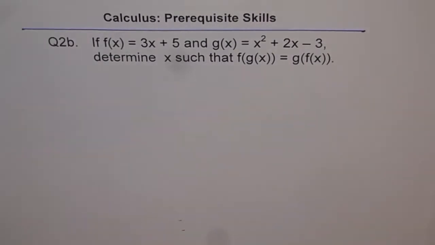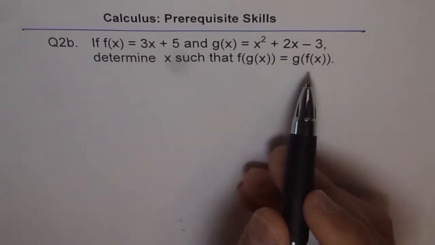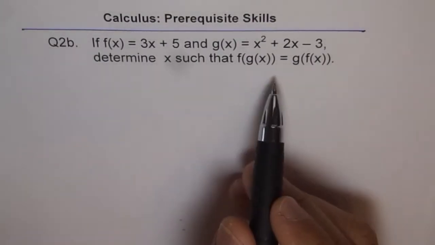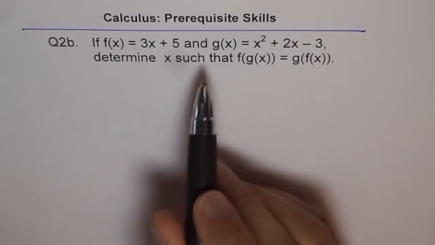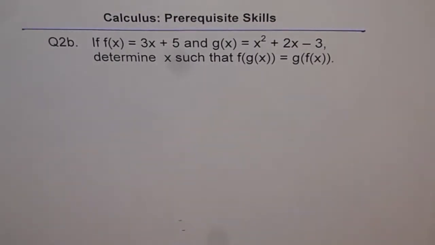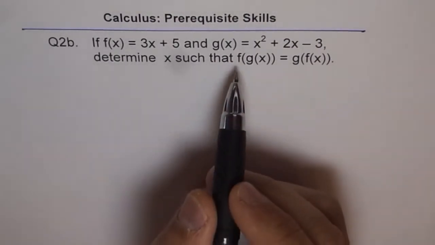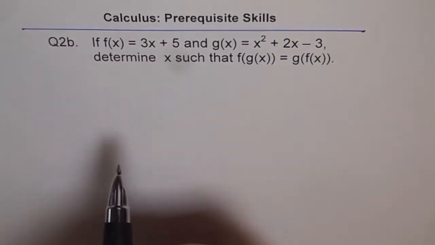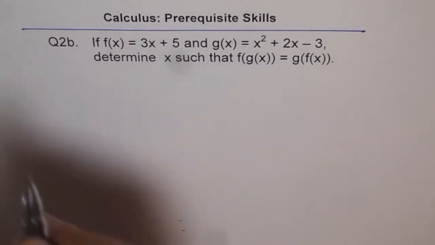Now we'll do as we did last time, equating both the functions and calculating the value of x for which these two functions are the same. Remember, they are actually different functions, and that is the point of intersection between these two functions, right? Now, when we say f of g of x, what do we mean? Let's calculate f of g of x.